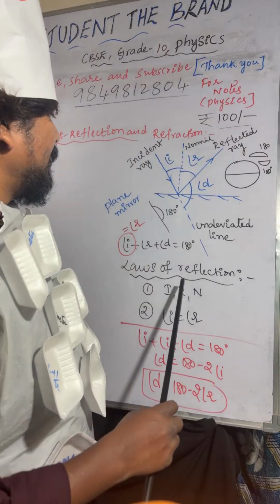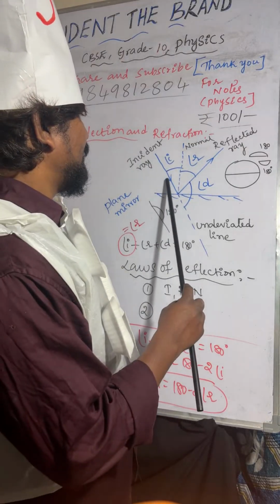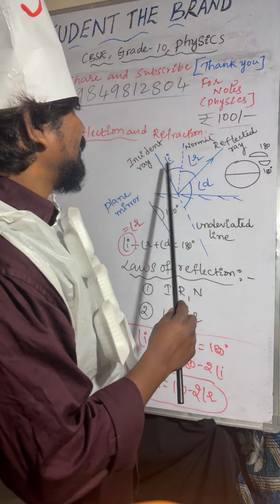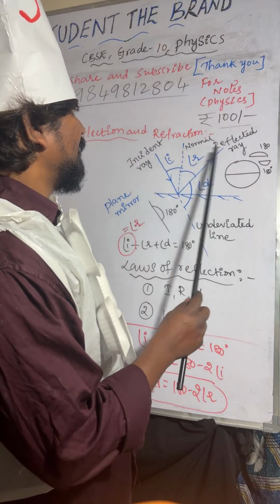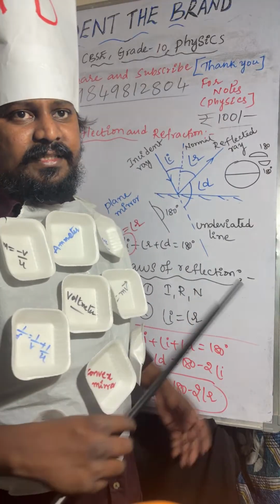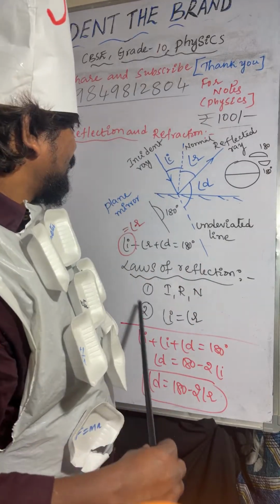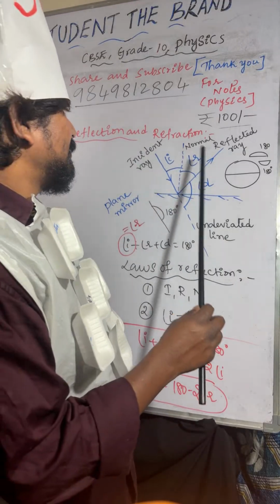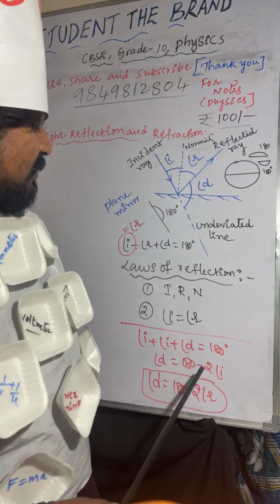Okay, so coming to laws of reflection: incident ray, reflected ray, normal line. Here you can observe the incident ray and reflected ray. The incident ray, reflected ray and normal line lie on the same plane. And the angle of incidence is equal to the angle of reflection. This is the law of reflection.